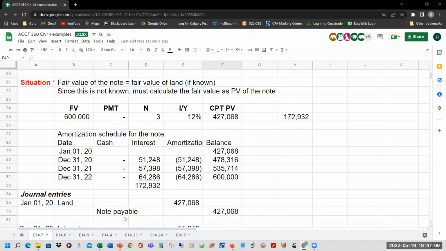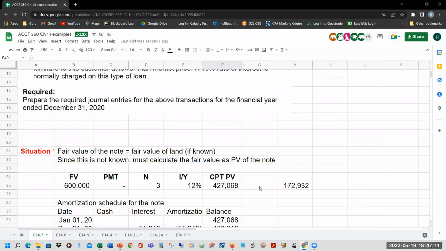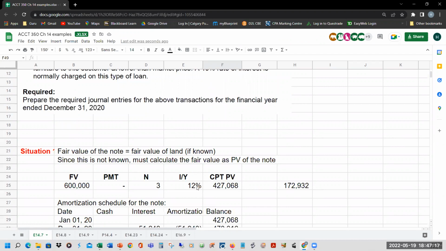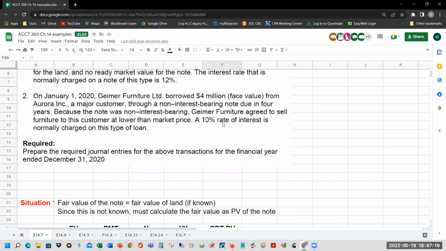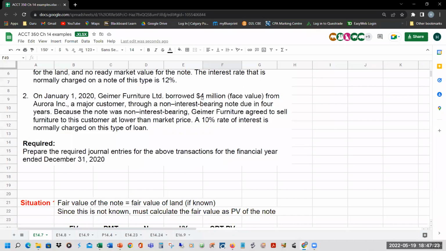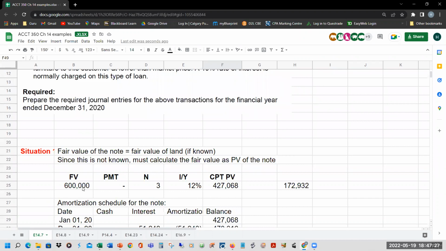Other than that, everything else is the same. The interest rate is 10%, so you will have I/Y of 10, and it's a 4-year note, so N is 4, and the face amount of the note is 4 million, so FV will be $4 million. Would you like to calculate the PV using Excel? Do you want to confirm at your end?